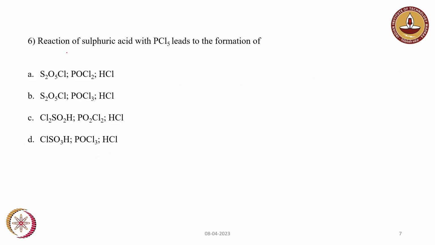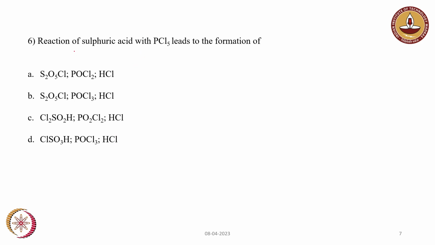The next question is, reaction of sulfuric acid with PCl5 leads to the formation of, option A is S2O5Cl, POCl2 and HCl. Option B is S2O5Cl, POCl3 and HCl. Option C is Cl2SO2H, PO2Cl2 and HCl. And option D is ClSO3H, POCl3 and HCl.